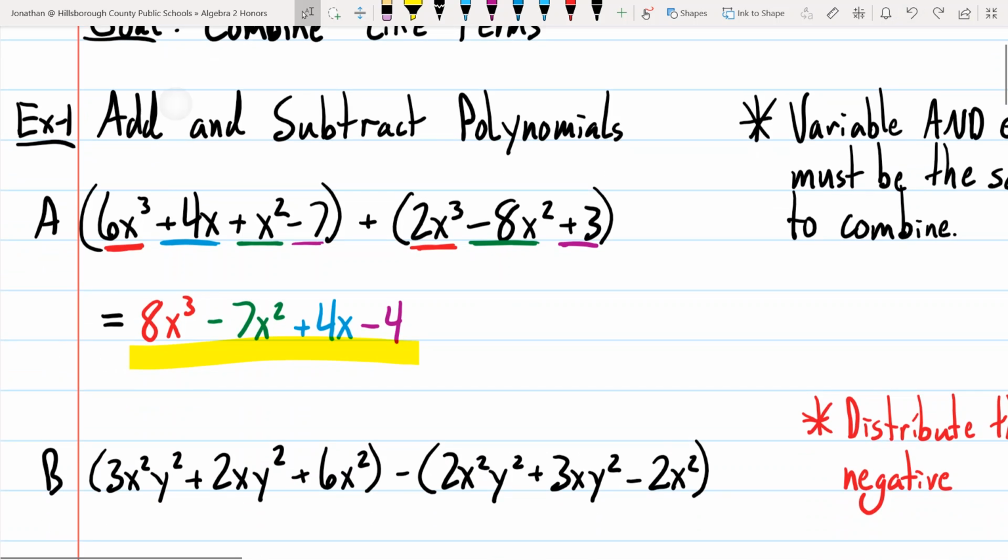4x is the only one of its kind, and then we have negative 7 and positive 3. Well, when we combine those, we get negative 4. So all we are doing is combining like terms.